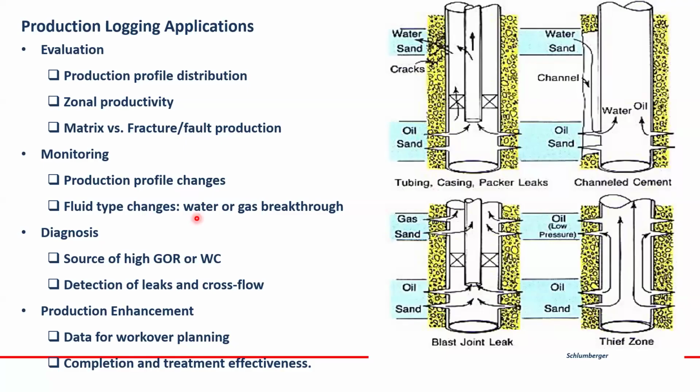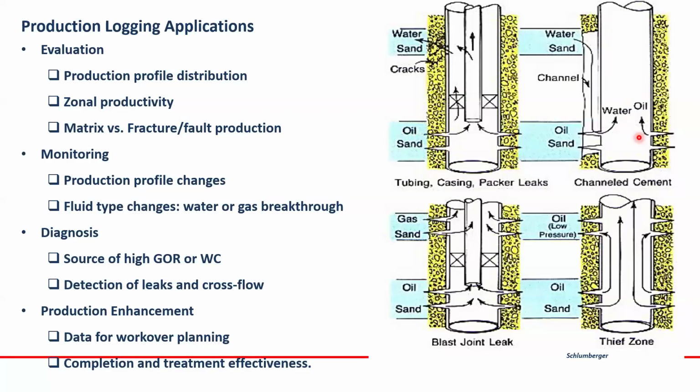Diagnose the source of high GOR or water cut. Okay. Detect leaks and cross flow. As you see here, there are some cartoons. Here you have an oil sand, and this packer may leak and go to the water sand. This is some sort of leakage. Or you may have channeling from the water sand at the top to the oil one.